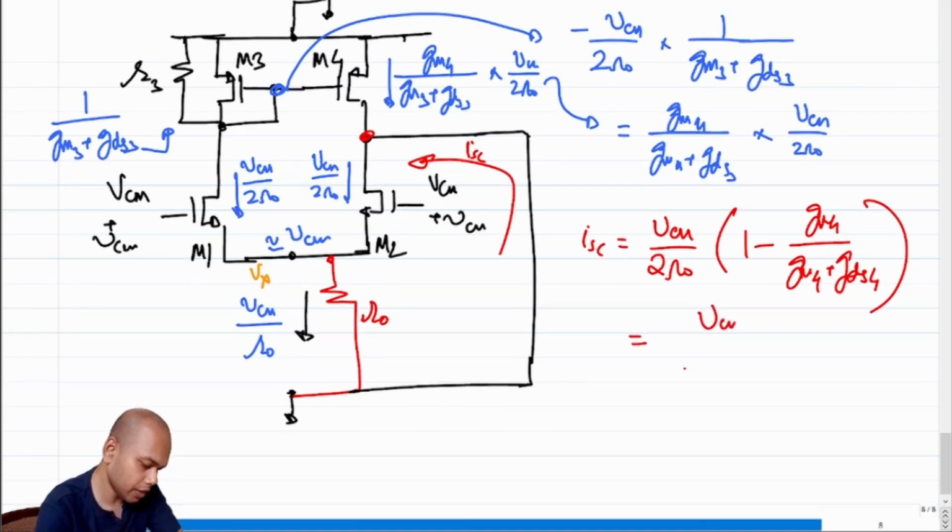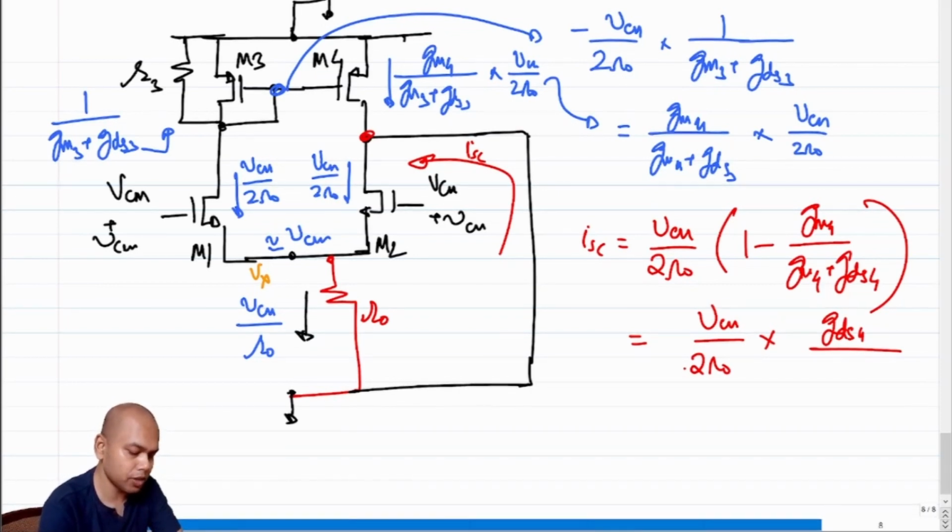So this becomes VCM by 2R0 times GDS4 by GM4 plus GDS4. Now I can neglect GDS4 with respect to GM4, right? Because we have solved that problem of things getting cancelled and becoming 0, right? Okay, so this becomes a short circuit current, right? Note that if we neglect GDS4, if GDS4 becomes 0, then clearly our short circuit current also becomes 0, right? So okay, so this becomes a short circuit current.